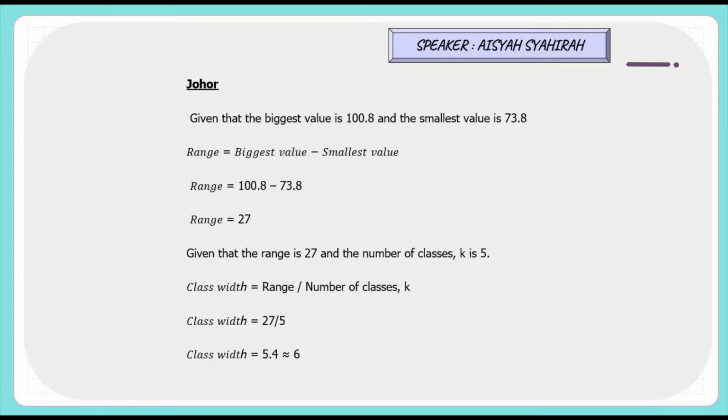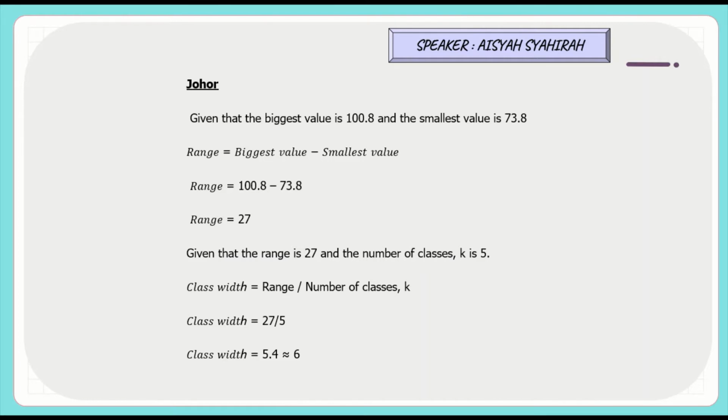Now let's move on with the first state, which is Johor. After we found the value of class interval K, which was stated by Alif, we are now going to find the value of the range, which was calculated by subtracting the smallest value from the biggest value. Hence, as shown in this slide, the value of the range is 27. Thirdly, the class width was calculated by dividing the range obtained earlier by the number of classes, which is the class interval K. Hence, as shown in this slide, the class width is 5.4, which I rounded up to 6.